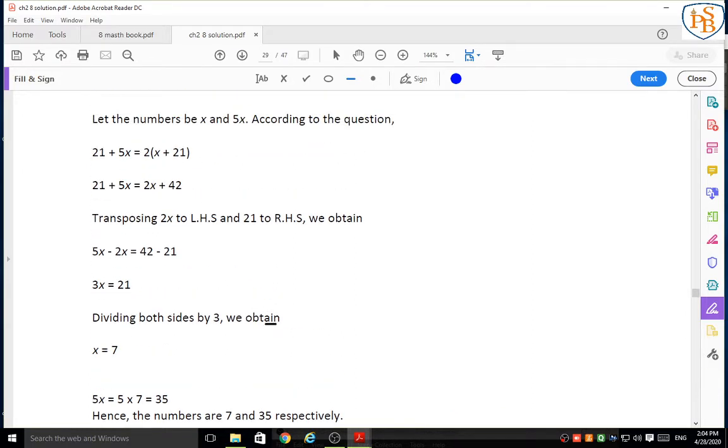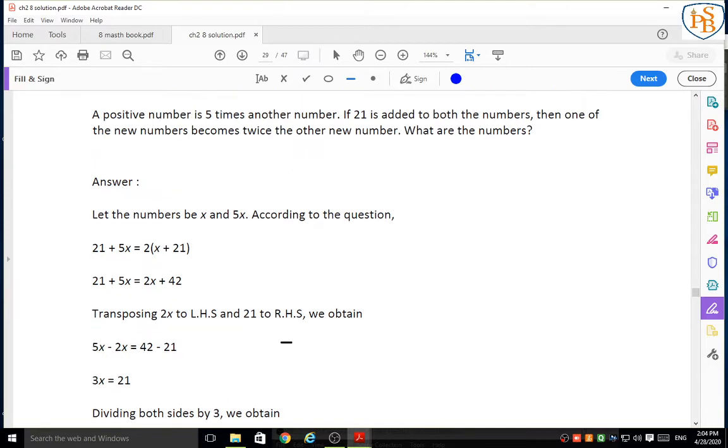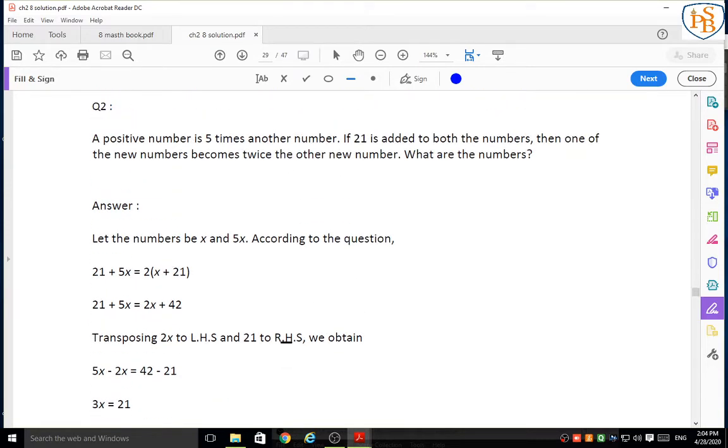Students, did you get this second question? Please try to solve this in your notebook. You can listen to this video many times and take help from it. Try to solve this whole question number 2 in your notebook.